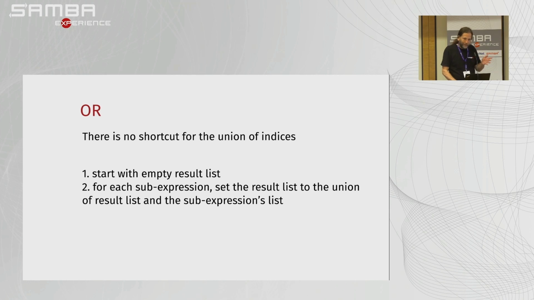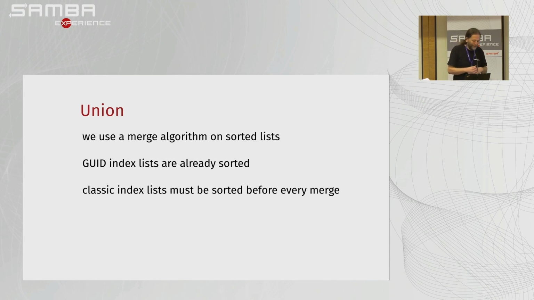We could try things like if the OR gets to a certain point, we just give up and go to the full list or something, but we don't. So the union that is used in OR is a merge algorithm like I was talking about before.